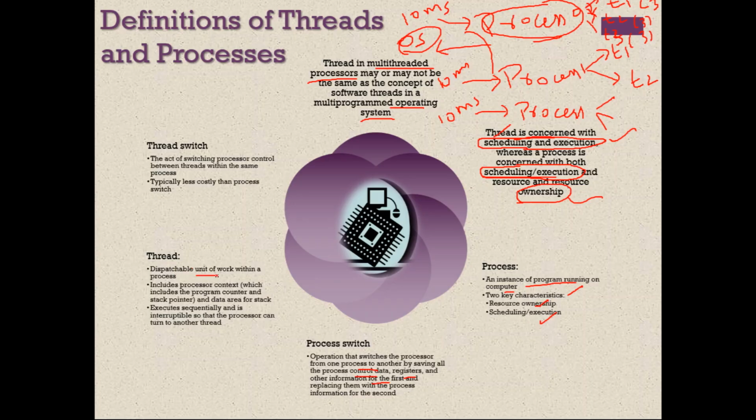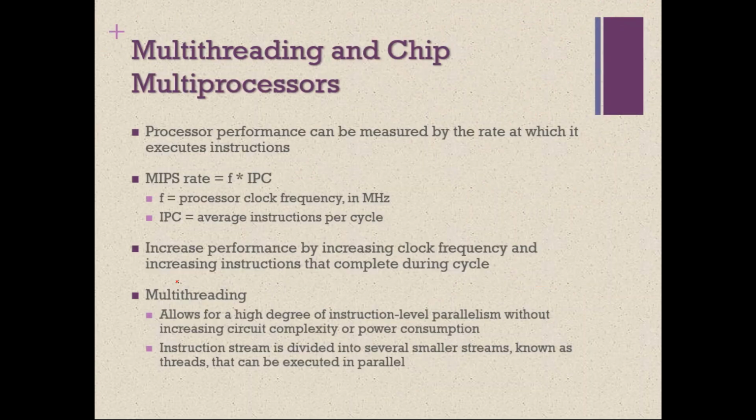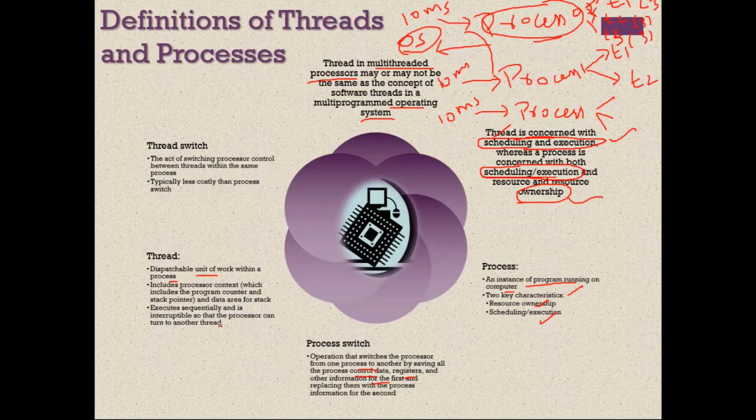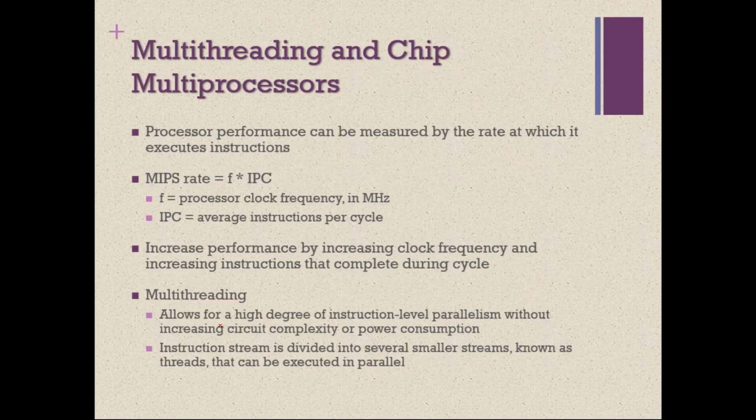A thread is a dispatchable unit of work within a process. This is another definition of thread. So we got three definitions of thread. A thread is a lightweight process, that is our original old definition. And here what we have discussed, the instruction stream is divided into several smaller streams. These smaller streams are called threads.